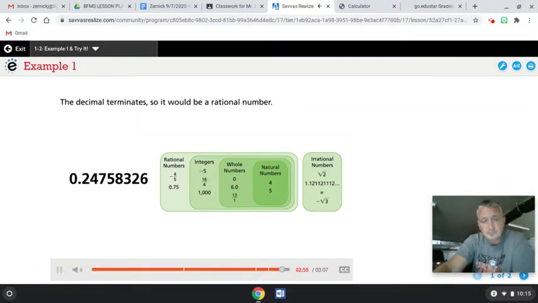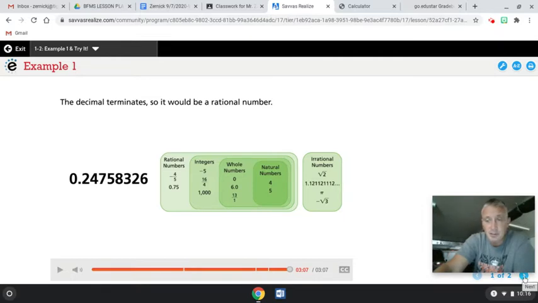Now you know how the different types of numbers are related and how to classify them. Now, this is not the only part of example 1 that you have to do. Remember that there's always a second page. So if you look over here, it says 1 of 2.